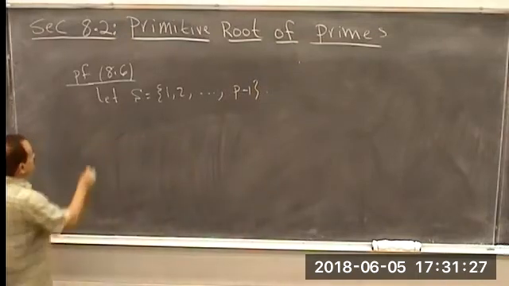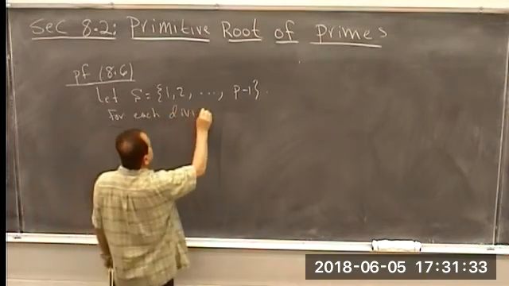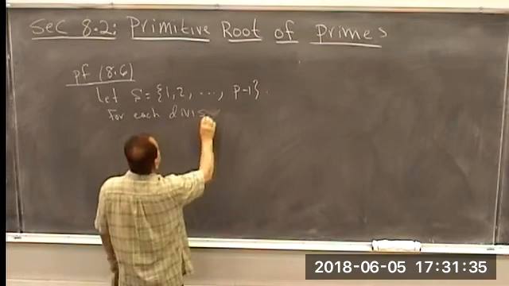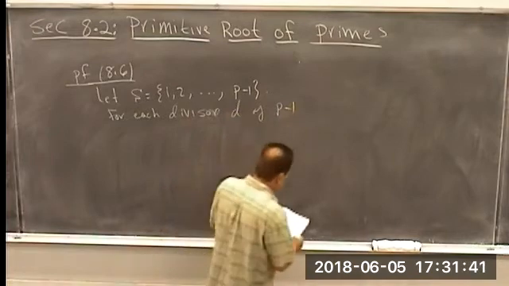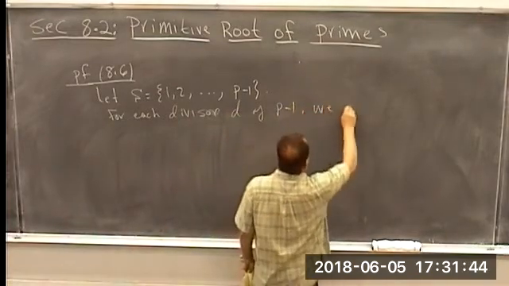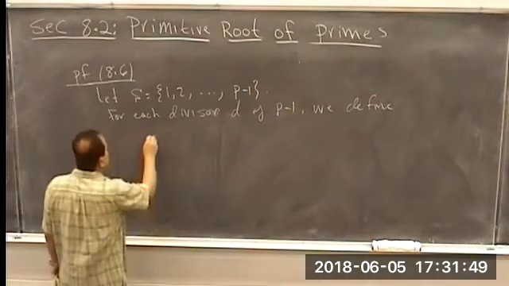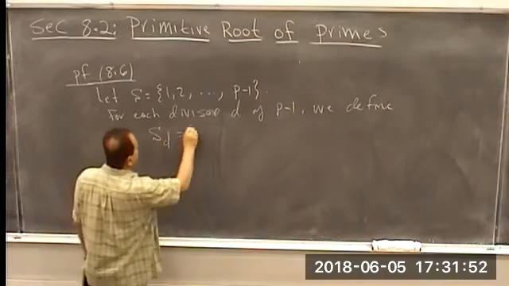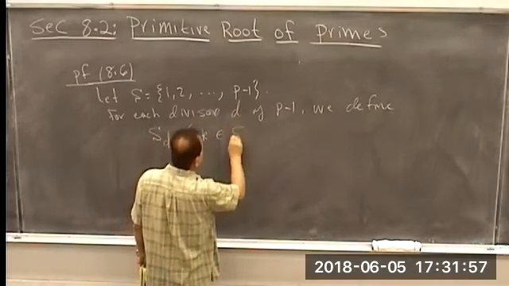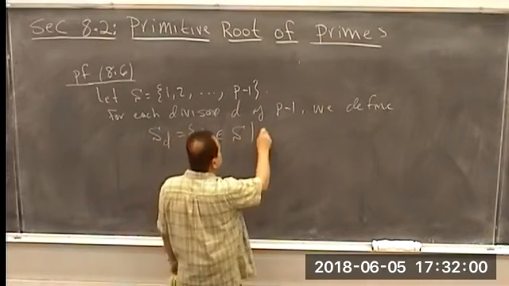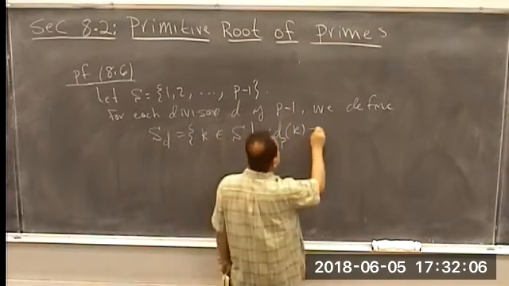Now, for each divisor d of p minus 1, we define S sub d to consist of those integers k from 1 to p minus 1, such that the order of k mod p is equal to d.